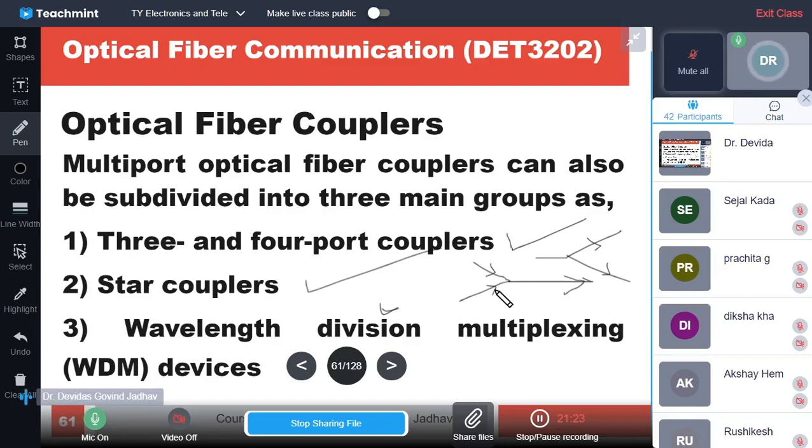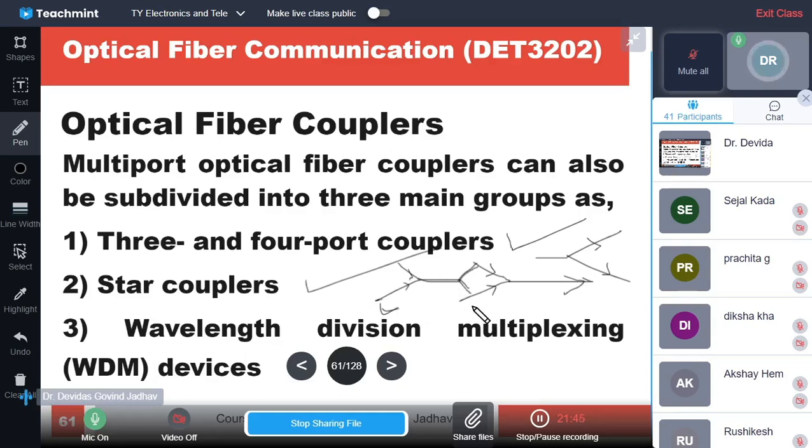4 port couplers will have 2 fibers, a combined main fiber, and again 2 fibers. So those 2 fibers can combine in a single fiber, and this single fiber can be taken to another location, the receiver, and there it can again be distributed. So this is the 4 port coupler.